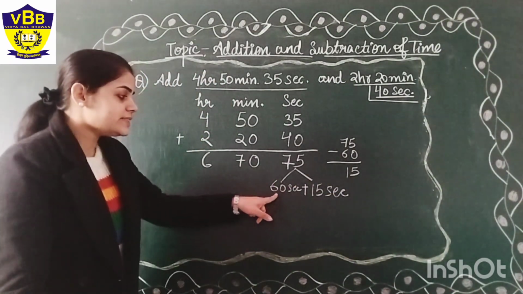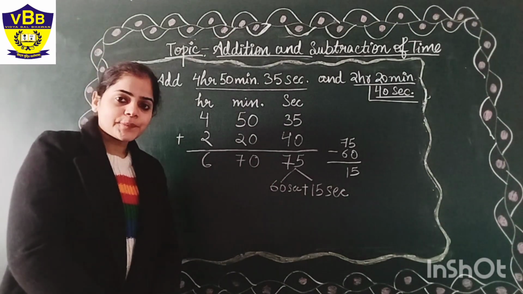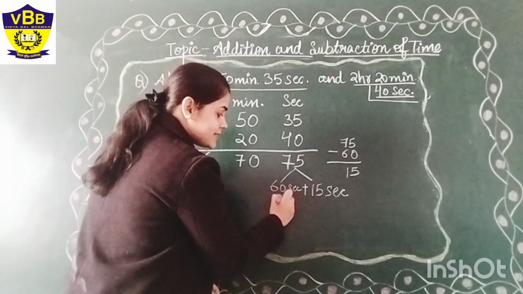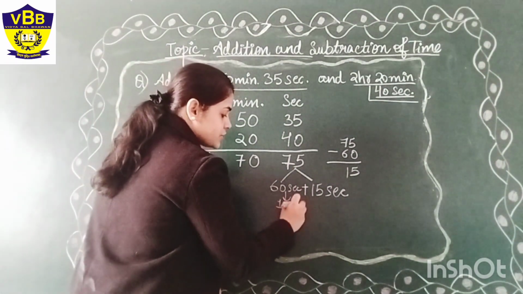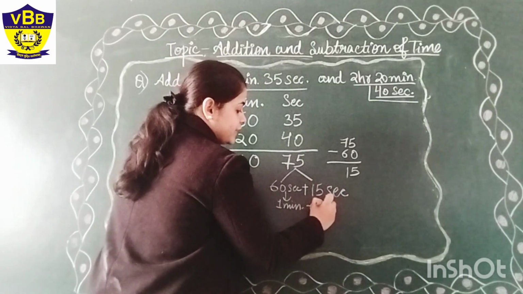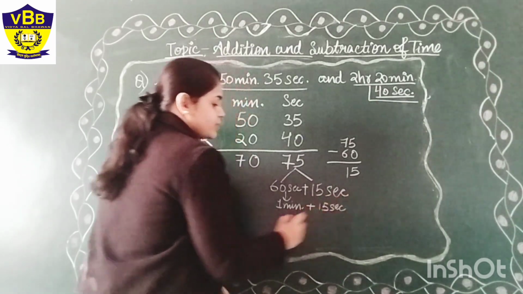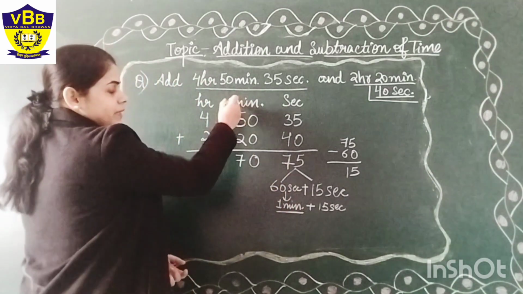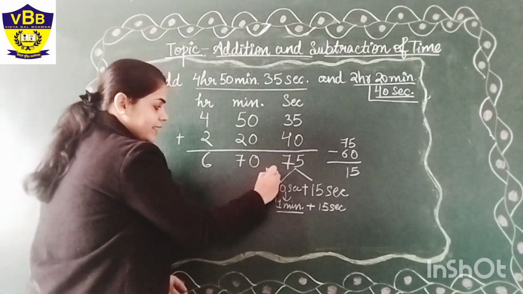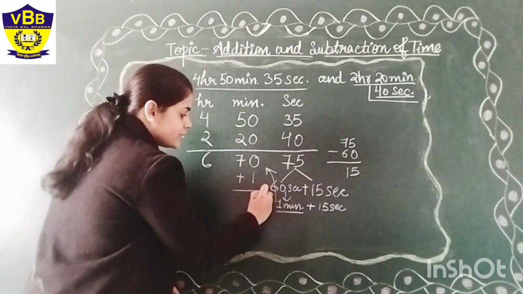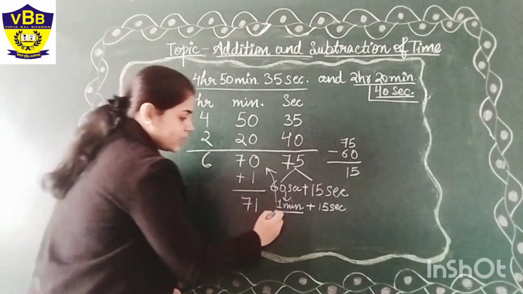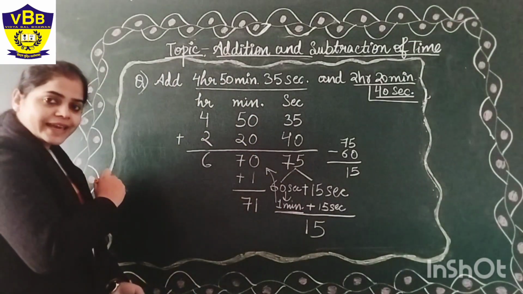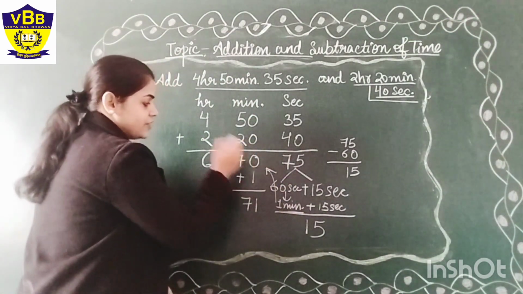Can we convert this 60 seconds into 1 minute? Yes, as we know that 1 minute is equal to 60 seconds. So I will write here 1 minute plus 15 seconds. Now we will carry forward this minute to the minutes place. It will go here and be added here. So it will become 71, and the number which remains here will be 15 seconds.